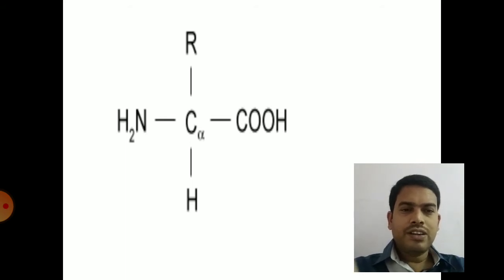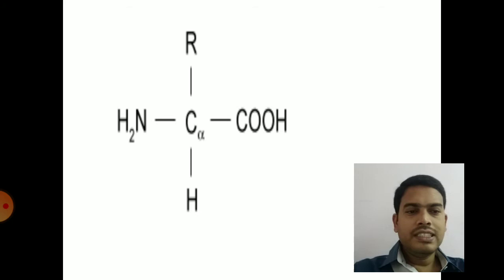So if you see the structure of an amino acid, in this figure, it is the general structure of an amino acid with a central carbon atom attached with 2 functional groups. One is a carboxyl group, the other one is an amino group, and a hydrogen. Opposite to hydrogen, an R group. R may vary. So this is the general structure of an amino acid. It will have an amino group and a carboxyl group, hence it is called an amino acid.